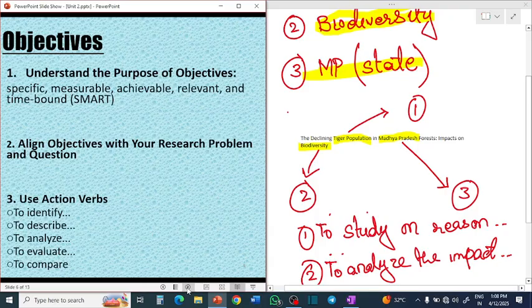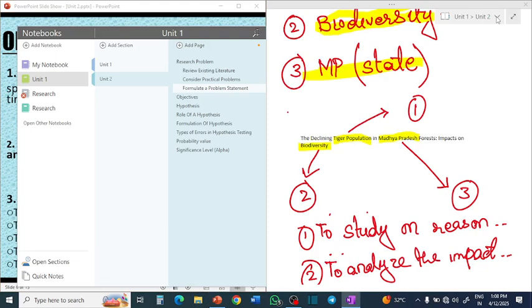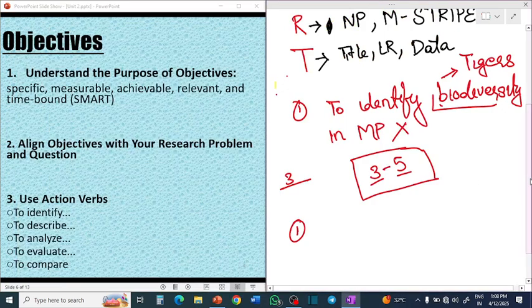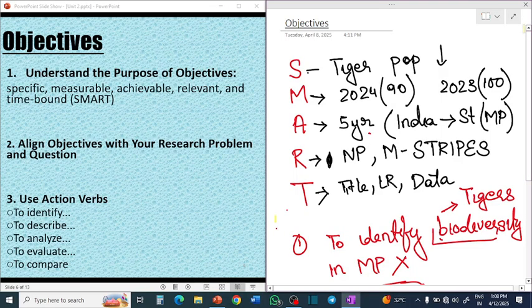Next, we go on to the objectives. In objectives, you have to mainly remember SMART. SMART is a short form. S stands for specific. You have to be very specific about what you are doing. So in this, we are measuring the population of tigers. The second one is measurable data. You need to have measurable data to continue with this research.